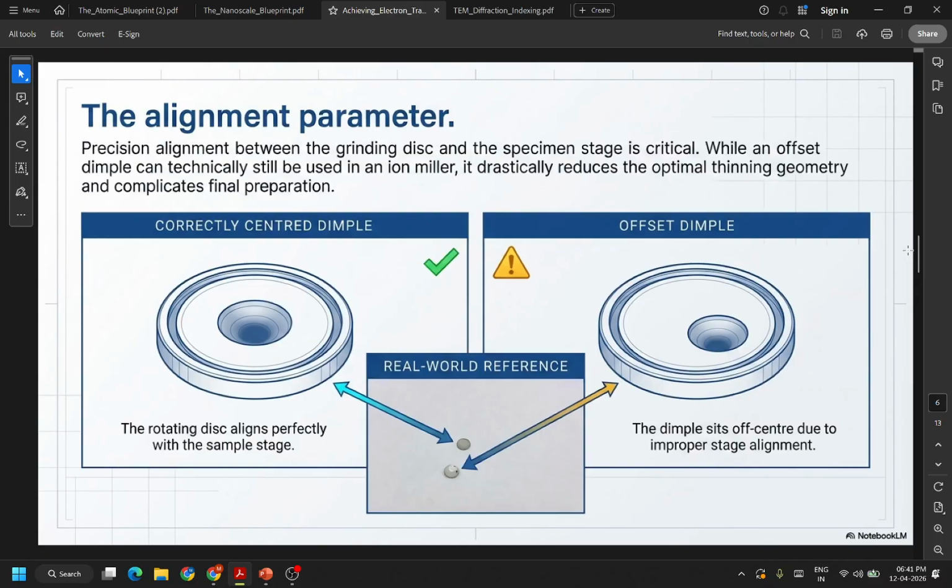So precise alignment between the ground disc and the specimen stage is critical. While an offset dimple can technically still be used in an ion miller, it drastically reduces the optimal thinning geometry and complicates final preparation. So you can see here two dimples. One is sitting at the center of the disc, and another is off center.